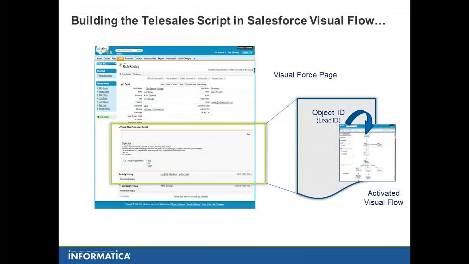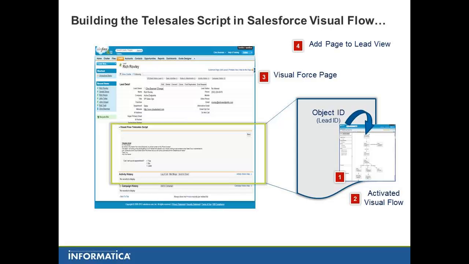Before diving into the tool, let me first explain some of the overall architecture of the solution. It's necessary to do this because Visual Flow doesn't automatically provide the object context like Cloud Extend for Salesforce. So the script is embedded in a Visual Force page, and that Visual Force page acts as a bridge between the lead view and the flow. The view passes an object ID to the flow, and the flow uses the ID to set up the context.